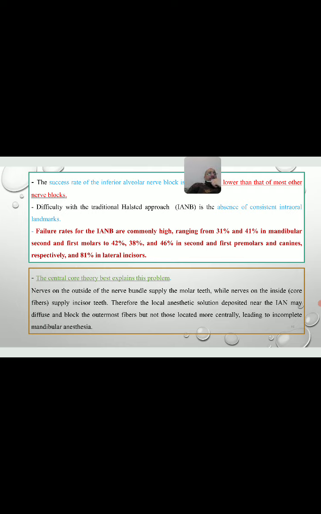The central core theory best explains this problem: the nerves on the outside of the nerve bundle supply the molar teeth, while the nerves on the inside core of fibers supply incisor teeth. Therefore, the local anesthetic solution deposited near the inferior alveolar nerve may diffuse and block the outermost fibers, but not those located more centrally, leading to incomplete mandibular anesthesia.